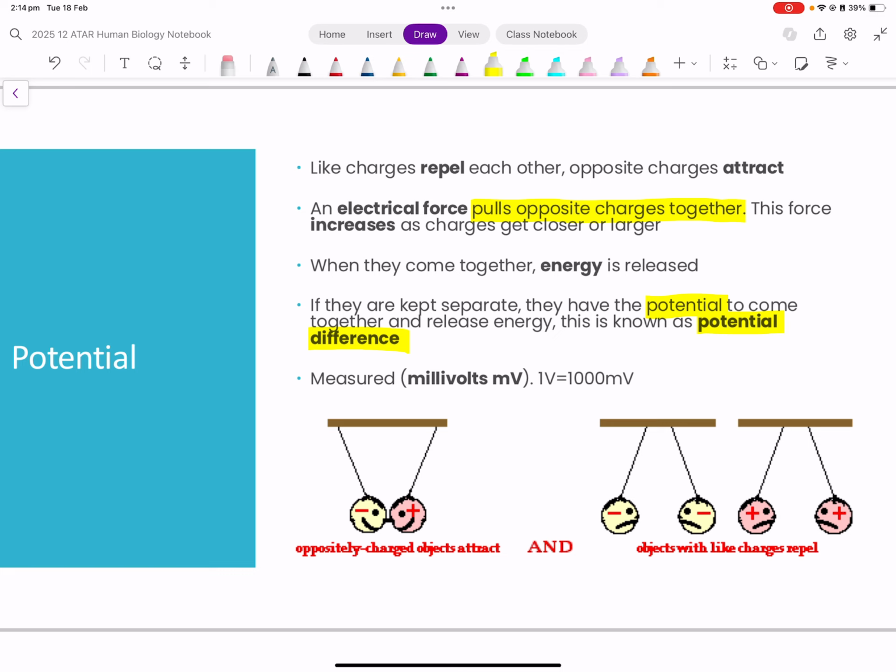Now, this potential difference is very important for us when we're talking about this electrochemical message. And we measure it in millivolts. And millivolts, as you'll represent in your responses throughout the year, will be lowercase m, capital V.